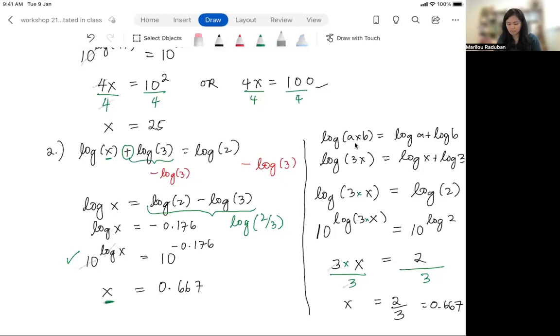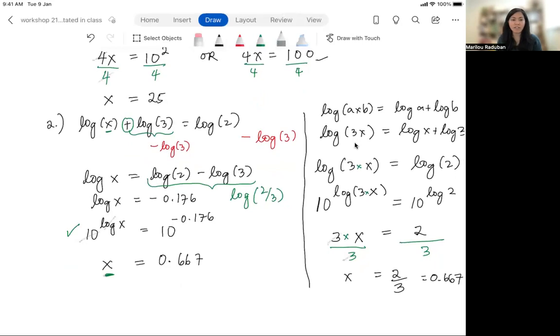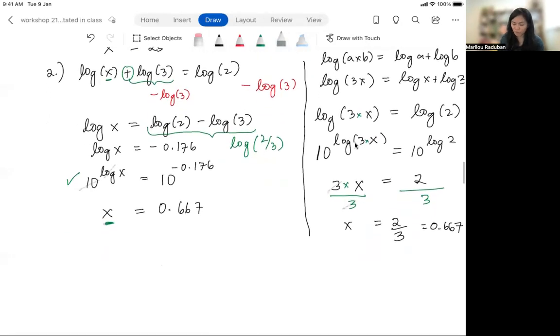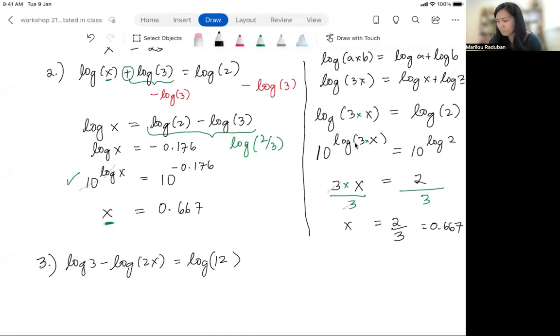Good. But the idea here is, before you can do the base 10 to get rid of the log, the log should be by itself. It's not being added to something else or multiplied or divided by something else. The log should be by itself before you can use the base 10 to get rid of the log. And it's the same concept for the next question, because you have log 3 minus log 2x is equal to log 12.